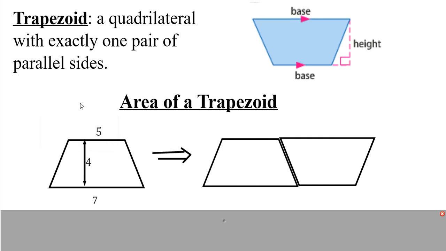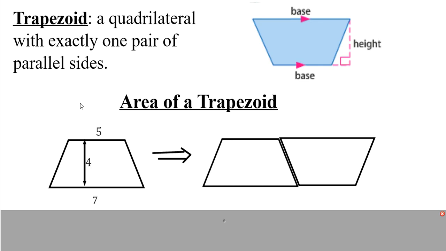Hello. In the last lesson, we looked at deriving the area formulas for both parallelograms and triangles. In this lesson, we're going to look at deriving the formulas for the areas of trapezoids, rhombi, and kites. So we're going to start with the trapezoid first.